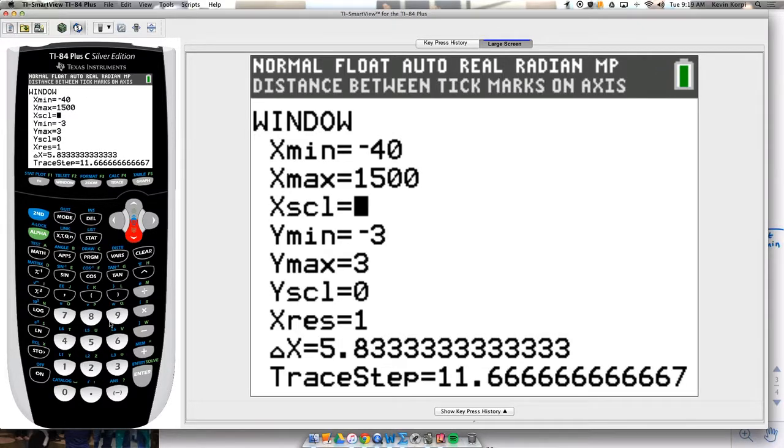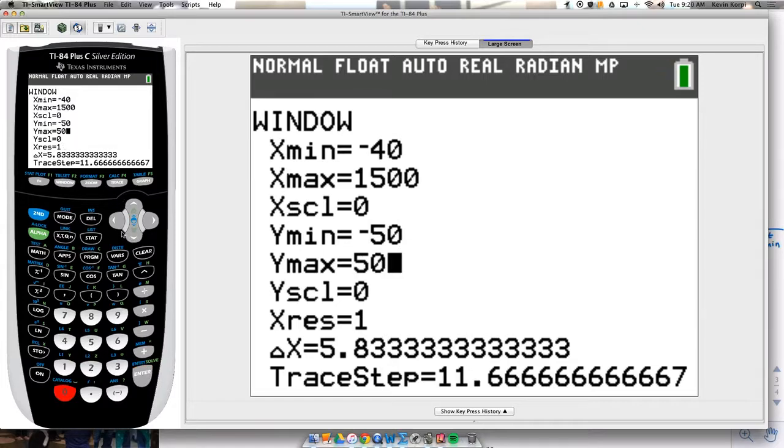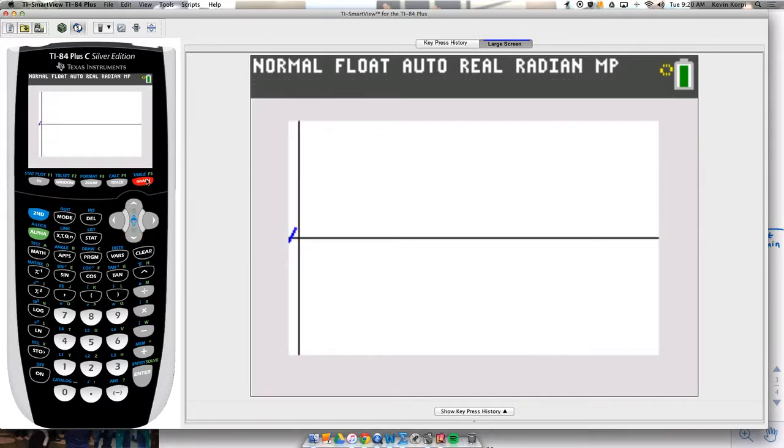Now, it's not critical that you put your x scale at anything. You can just leave it at 0. That's what I prefer. And your y min, we do want to go a little bit above and below negative 30 so we can get some room to write. So maybe negative 50 to 50 leaves a little space above and below. And again, I leave my y scale at 0. You don't need tick marks or anything. And then everything else you can just leave default. Now, if you hit graph, you should see something that resembles your function. We have 2 full peaks showing and 2 full valleys showing.